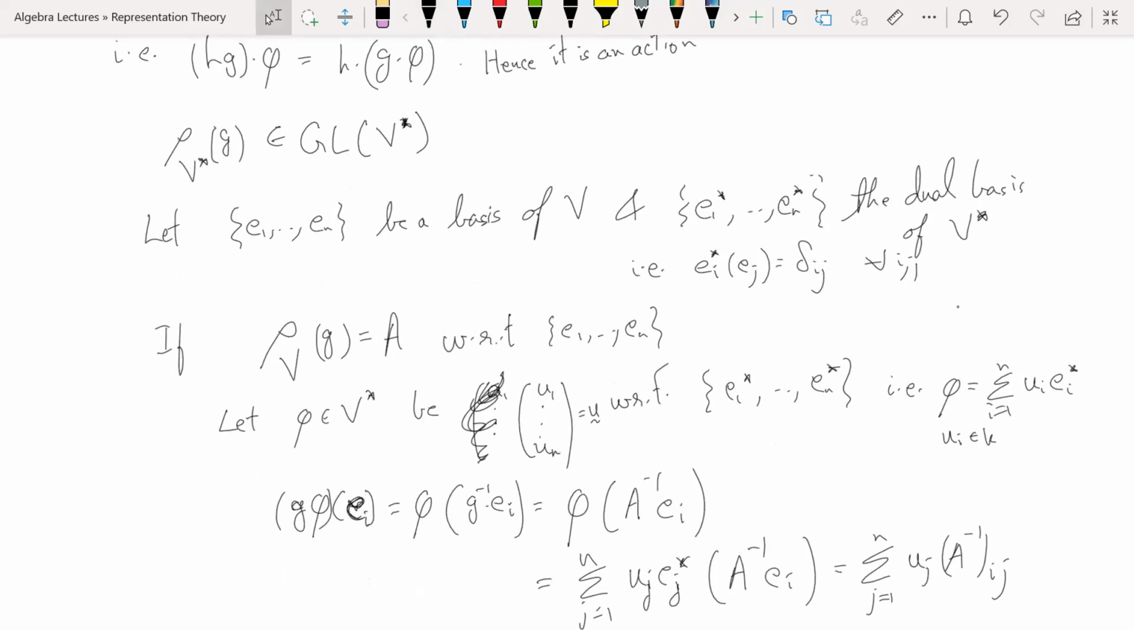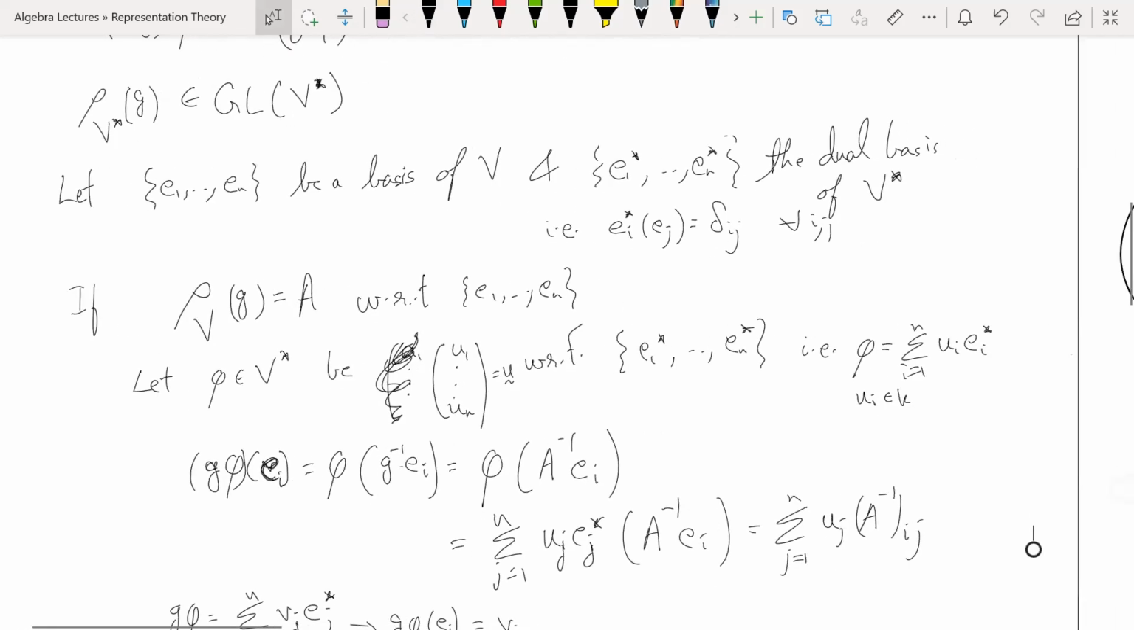So phi is this linear map, the summation of ui ei star, i equals 1 to n. Since I have Ei here, I'll just replace this index by j. Maybe I'll do it here itself, so that there is less confusion.